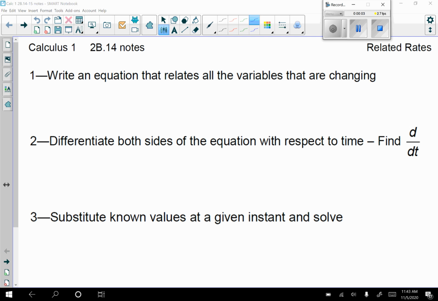Hello, Calculus. We have a catch up from 214 to do, number 2 on those notes. We did 1 and 3 in class. And then 215 notes, a couple different examples throughout these related rates. So I just put this up here, 214, to remind you of the steps we're going to go through.